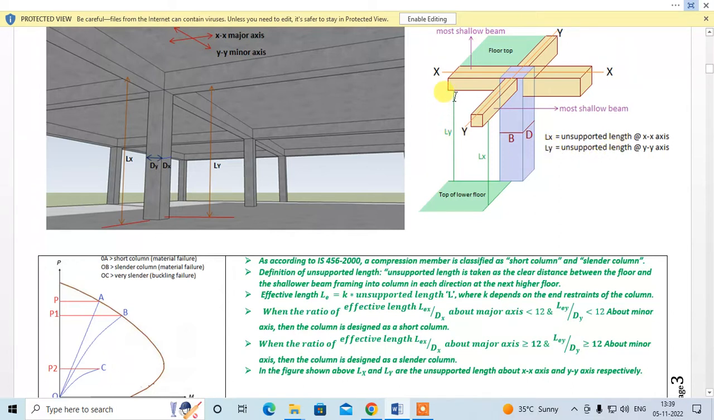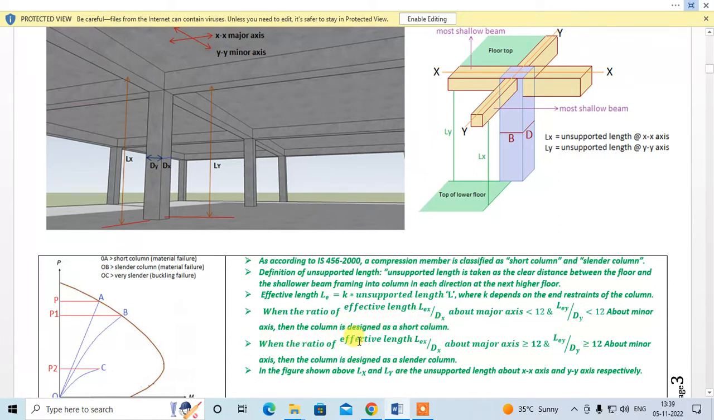Over here you have to consider your RCC face, and not the plaster face. And over here you have to consider the slab face and not the flooring top face. Effective length Le is equal to K into unsupported length L, where K depends upon the end resistance of the column. When the ratio of effective length Lex by Dx about major axis is less than 12 and Ley by Dy is less than 12 about minor axis, then the column is designed as a short column.